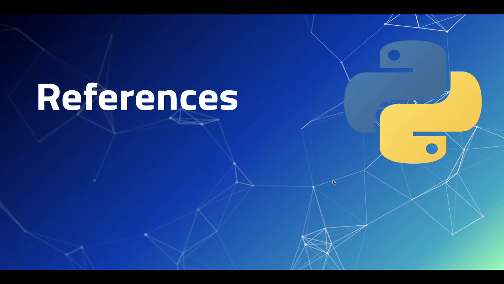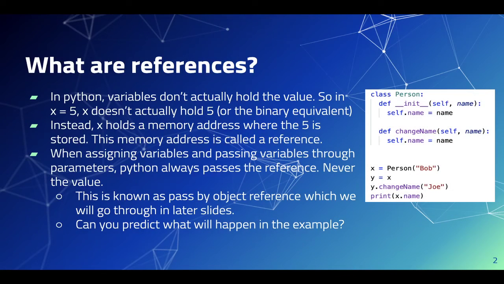Okay, let's talk about references in Python. Well, what are references? In Python, variables don't actually hold a value. So that might seem counterintuitive, right? Because variables are associated with values, values are associated with variables, but that's actually not the case in most languages. If I say x is equal to 10, yes, when we print out x, we get 10, right?